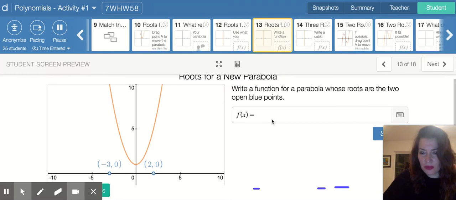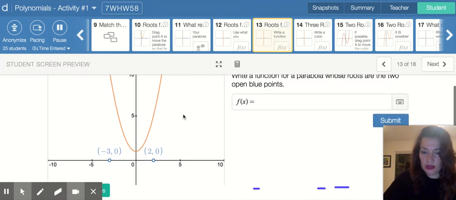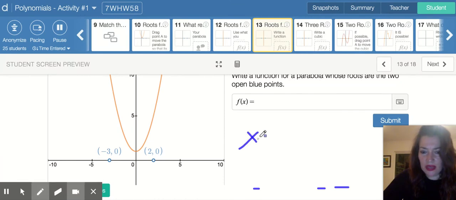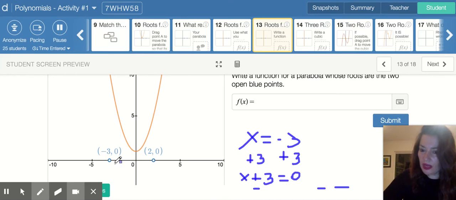Write a function for a parabola whose roots are the two open blue points. So this is the same idea. Looking at this one, if x equals -3, then how would I write that as a factor? You can add 3 on both sides. And so we would get that x plus 3 equals 0. And when we are looking at an x-intercept right here, that means our y is equal to 0.